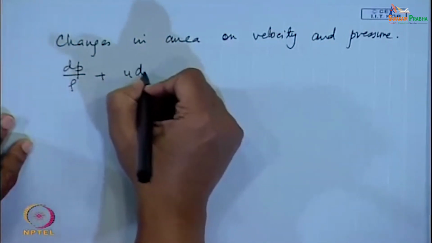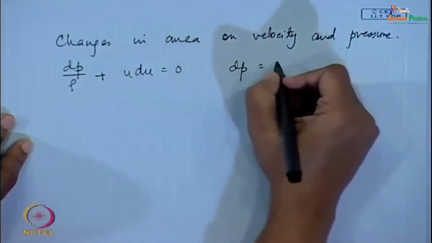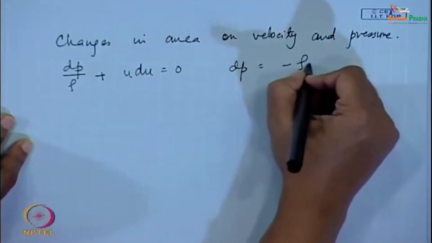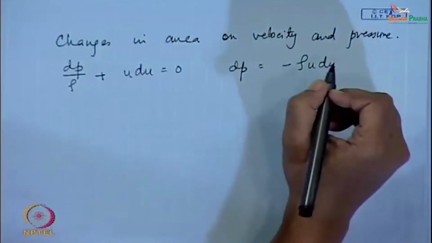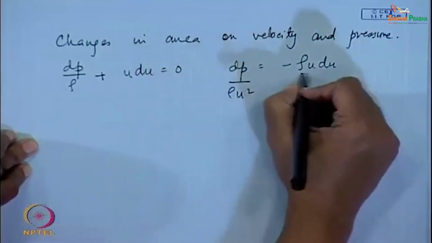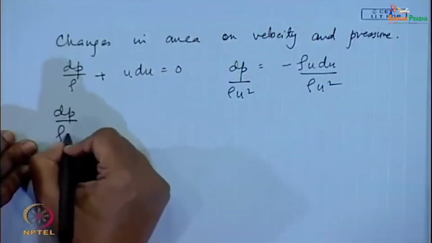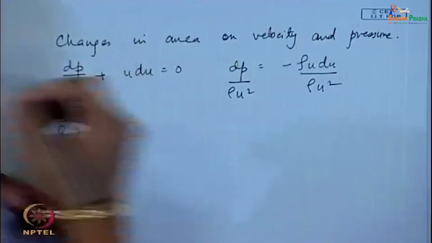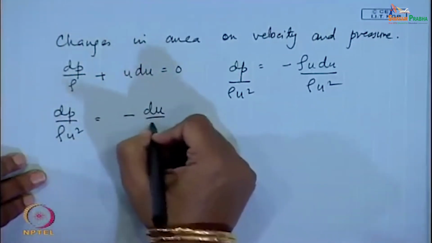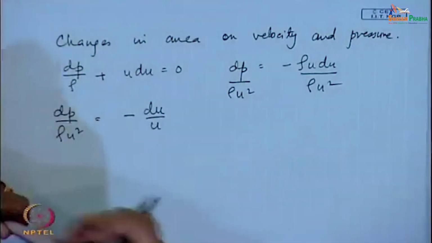Now, let us start from the basic equation which we had derived in the last class, dp by rho plus u du equals to 0, or in other words we can write it down as dp equals to minus rho u du, isn't it. Now, dividing both sides by rho u square, we get dp by rho u square equal to minus du by u. Okay. Now, this is one equation.